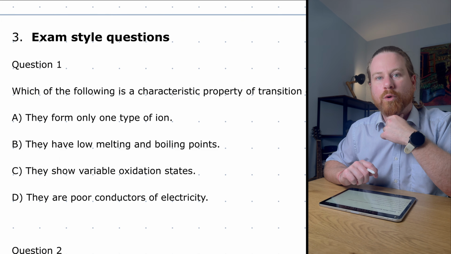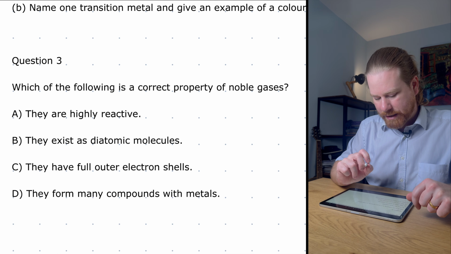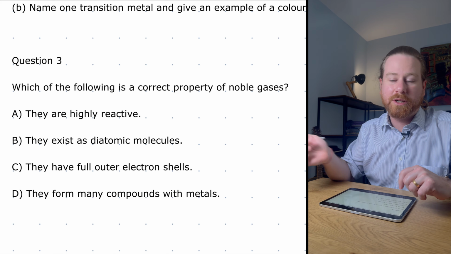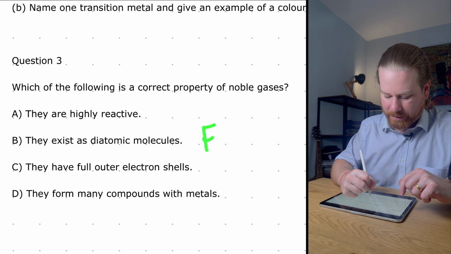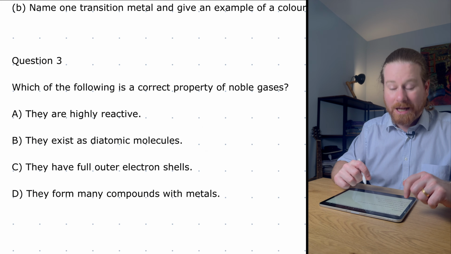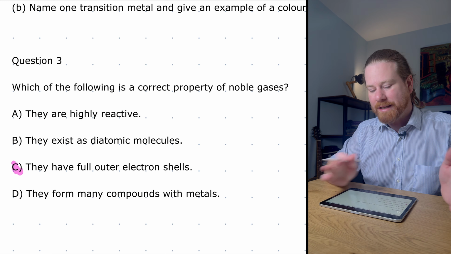I'll leave question 2 for you. Let's have a look at this multiple choice. So this is one of the noble gases. So which of the following is a correct property of the noble gases? Highly reactive? No way. Exist as diatomic molecules? They do not. But an example of something that does is the halogens, but they're not halogens. Have a full outer shell? Yes, please. And they form compounds with metals? No way. They don't form compounds with anything. So again, our answer is C.